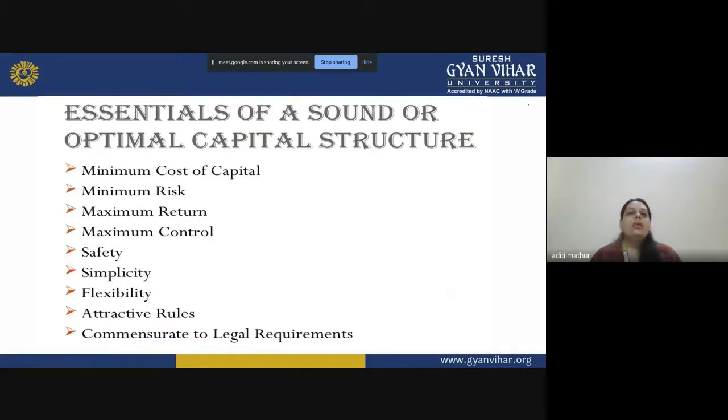Then let us just see a few of the characteristics of a sound or an optimal capital structure of an organization. So the first characteristic is that the cost of capital is minimum. So when you imagine a sound capital structure organization, the cost associated with that capital is at the minimum. The risk should be minimum. The returns should be maximum. That means you should earn lots and lots of return on it.